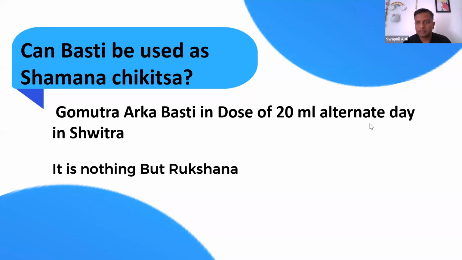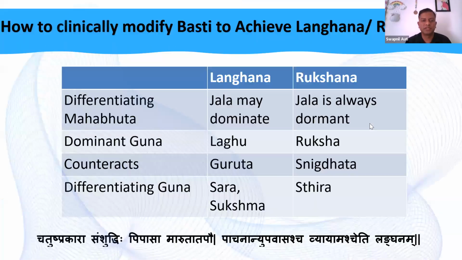So this is the yukti that we can apply for using the Basti therapy. Now, the point here is: what is rukshana and what is langhana? Because Acharya have clearly stated chatushprakara sanshuddhi pipasa maruta tapo pachanani upavasashcha vyayamashcheti langhanam. Now, in this chatushprakara sanshuddhi, Basti is there, niruha Basti is there. So whether niruha basti is langhan or rukshan, that is a very genuine question to be asked. So we must understand the difference between langhan and rukshan.